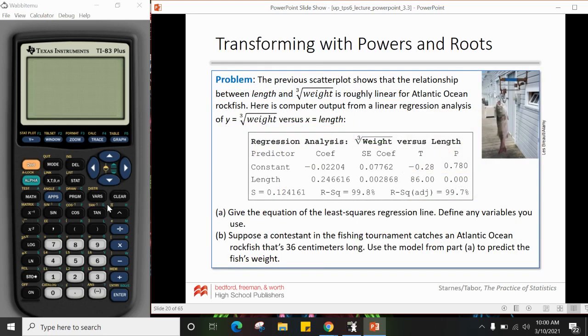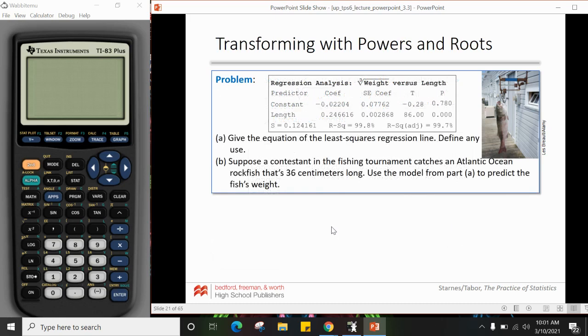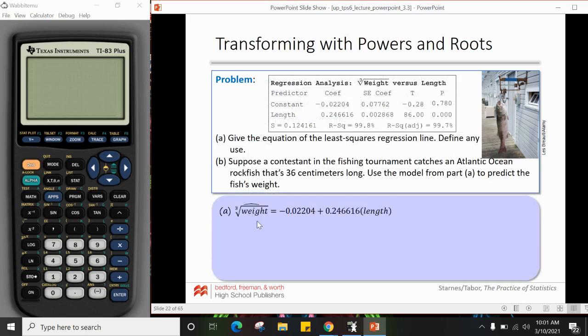So the previous scatter plot shows the relationship between the length and cube root weight is roughly linear. Here is our equation now. It's going to want us to find the equation and find that same value. So again, I'm looking for the coefficients. Those are going to give me my A and my B. And then I have a constant and a length. So in this case now, it's going to be the cubed root of weight hat. I'm using this variable in context, but it's the cubed root now.